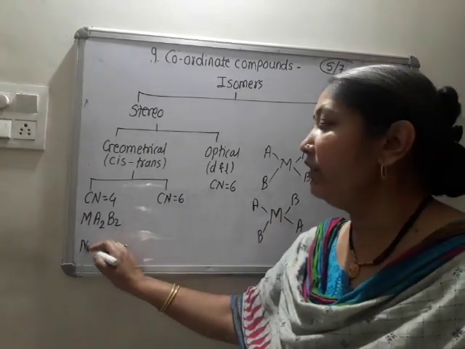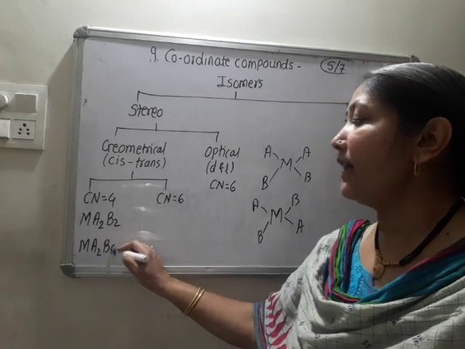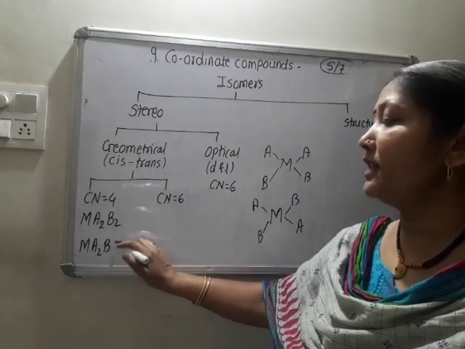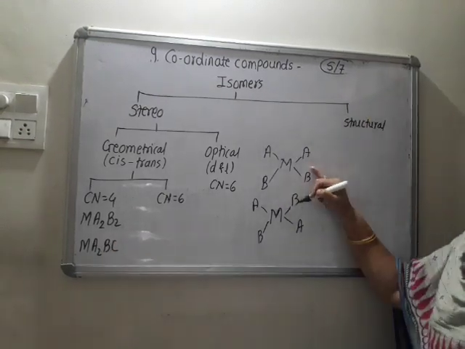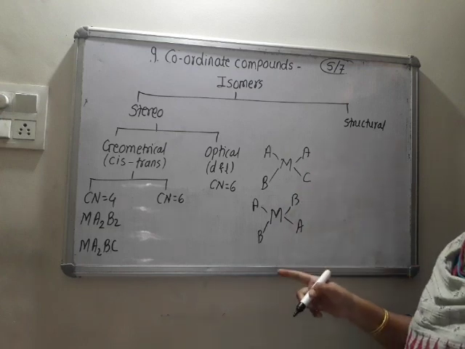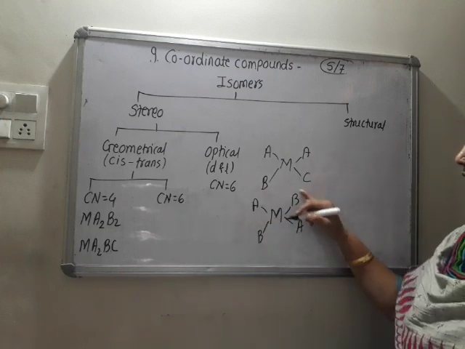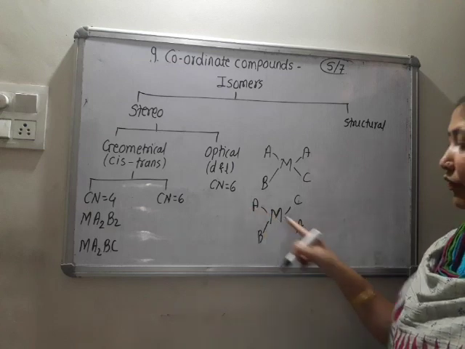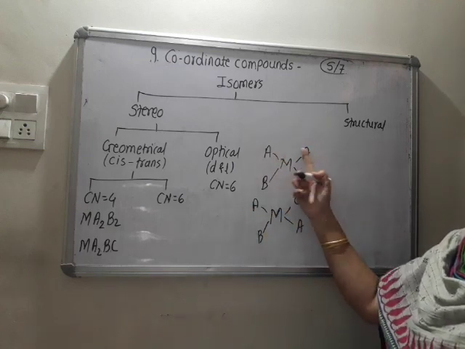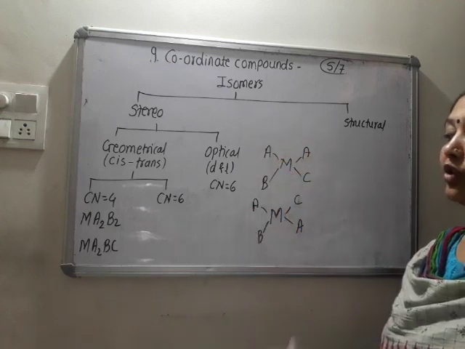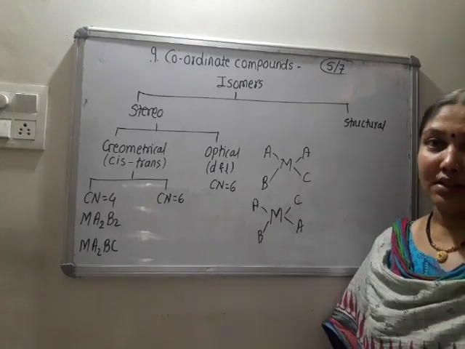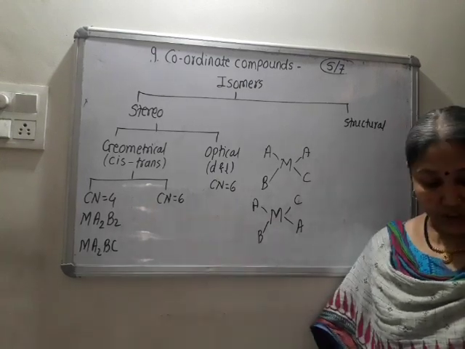And one more they have given, MA2BC. So just change one ligand, say here Cl, and here also we put C. So focus on these two groups. These are on the same side, cis. Similar groups on the opposite side, that is trans. Clear? Now coordination number is 6.